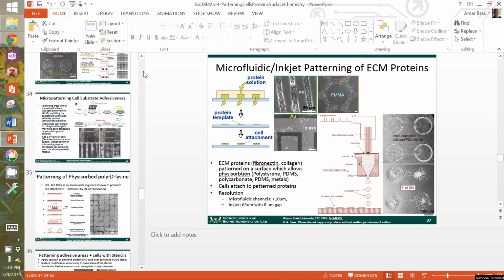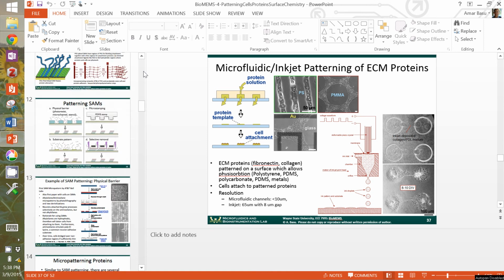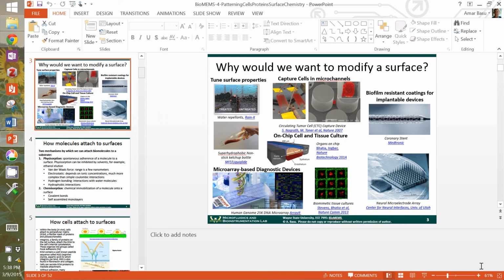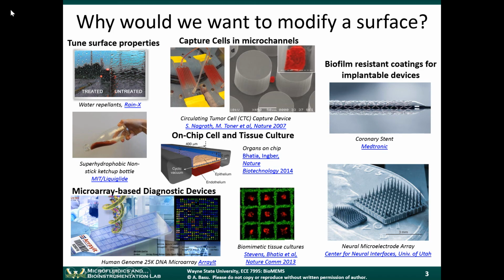So just remember that last time we were talking about these different reasons why we would want to modify a surface. We talked about changing the surface properties from hydrophilic to hydrophobic. And there's some examples here. In some cases, you want to treat the surfaces of the microchannel to capture the cells of interest or capture the biomolecules of interest, as you can see in these three examples. In other cases, we want to coat the surface to prevent the adhesion of biomolecules or cells.